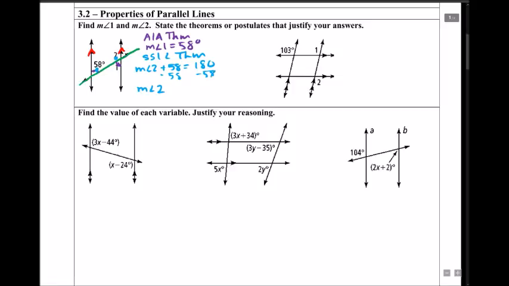122 degrees. So we could come in here, we could label this one 122 degrees, and we could label this one 58 degrees. Okay, easy enough?